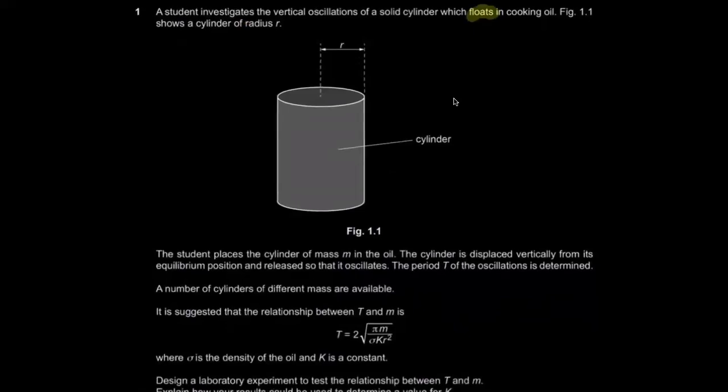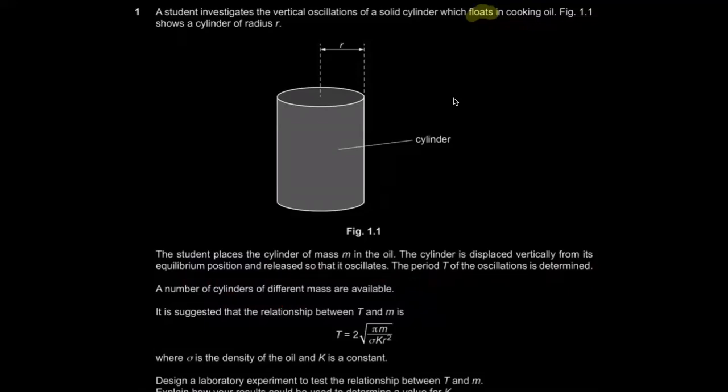Figure 1.1 shows a cylinder of radius R. The student places a cylinder of mass M in the oil. The cylinder is displaced vertically from its equilibrium position and released so that it oscillates. The time period T of the oscillations is determined. A number of cylinders of different mass are available, right?